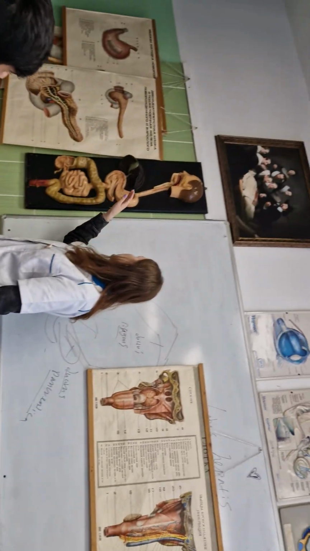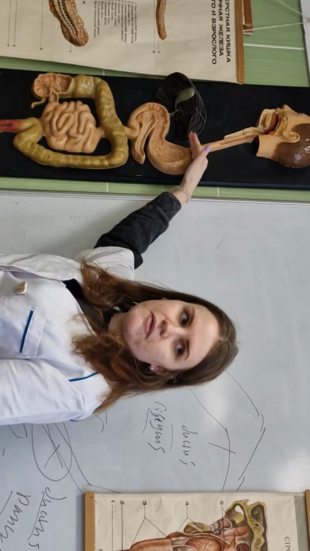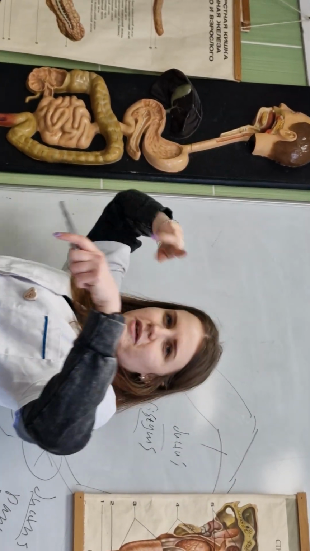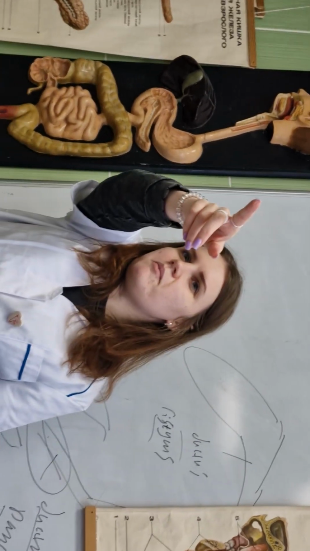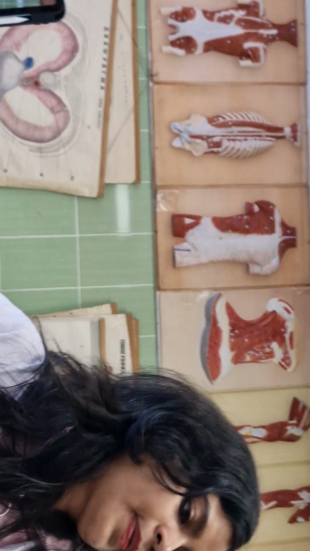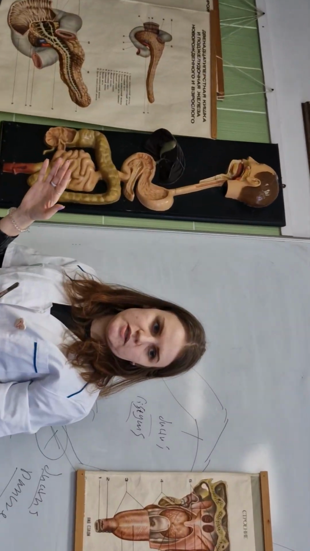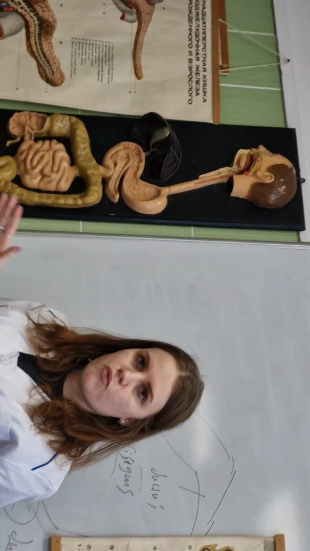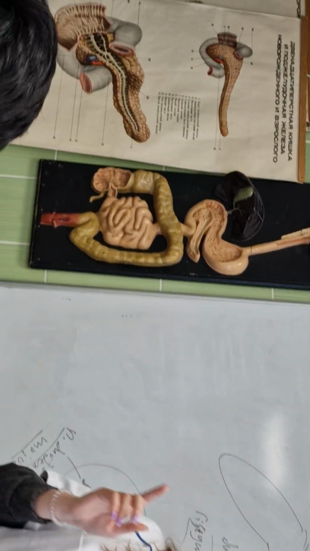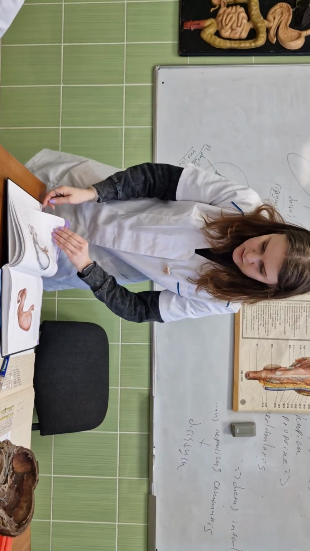How does our esophagus pass? It begins in the thoracic cavity, goes down and pierces the diaphragm. Remember the esophageal hiatus. Imagine the diaphragm: the esophagus passes through the hiatus and goes to the abdominal cavity. That is how our esophagus goes. Three parts: pars cervicalis, pars thoracica, and pars abdominalis.